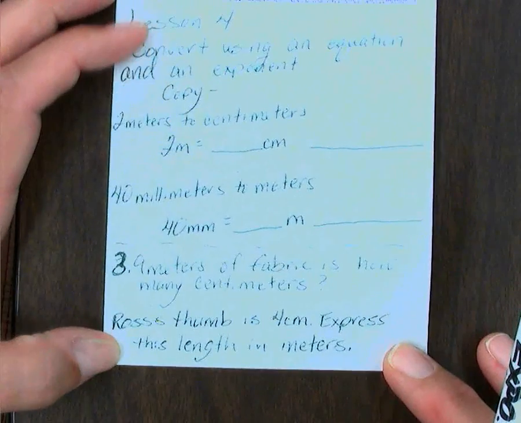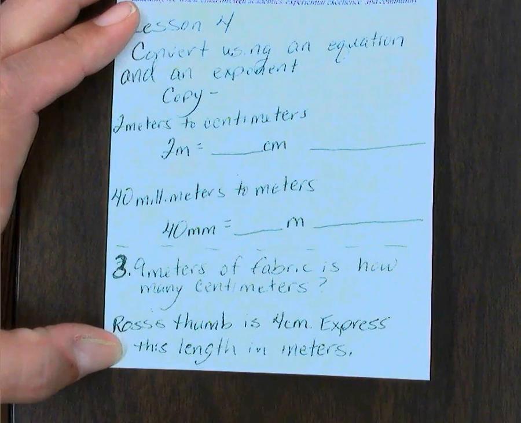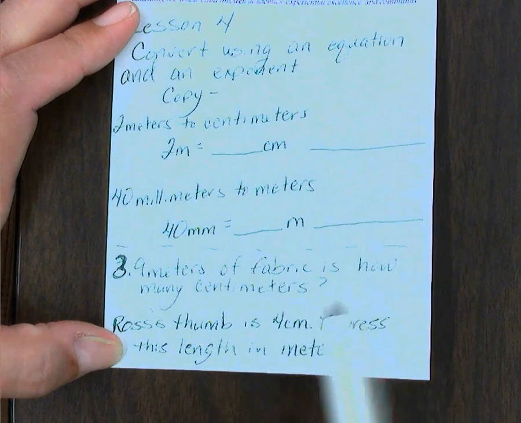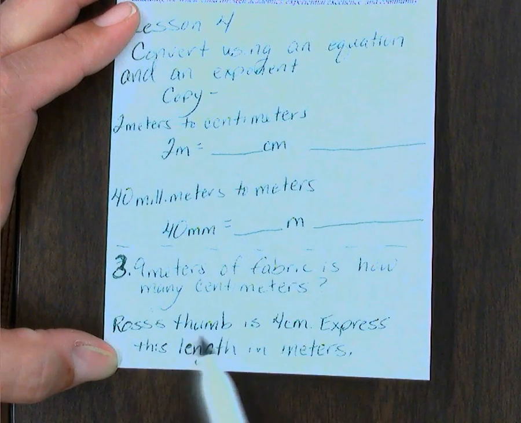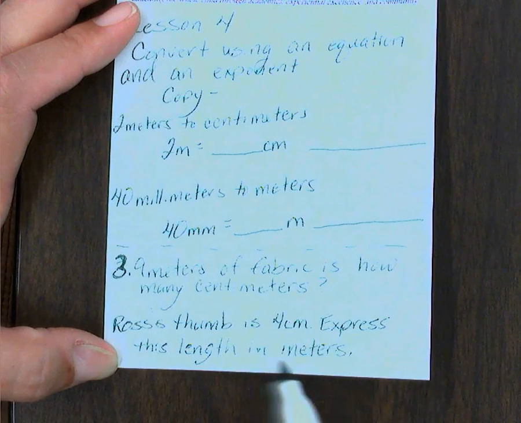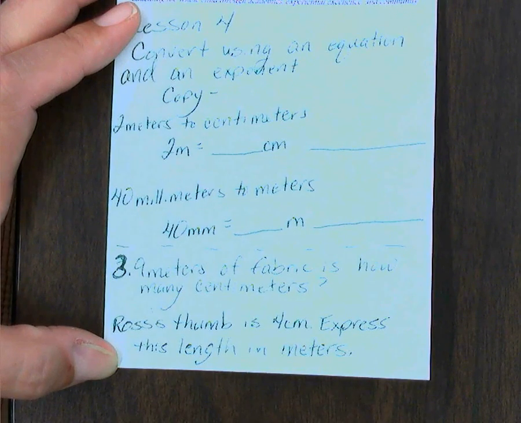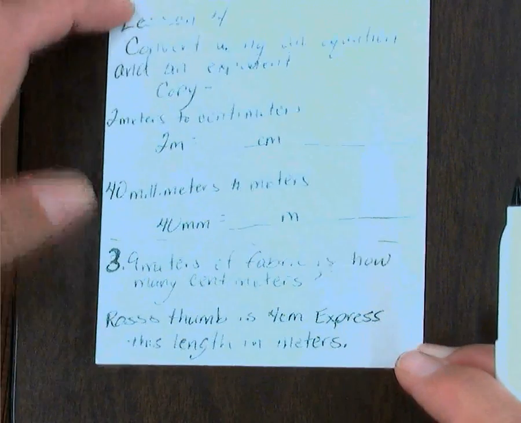The last part of this is kind of like a little word problem. If you have 3.9 meters of fabric, how many centimeters of fabric is that? Now, Mr. Ross's thumb happens to be 4 centimeters in length. I'd like you to express that length in meters. Think about that. His thumb is nowhere near a whole meter now, is it? Think about multiply or divide. All right, I'll see you with your answers tomorrow.